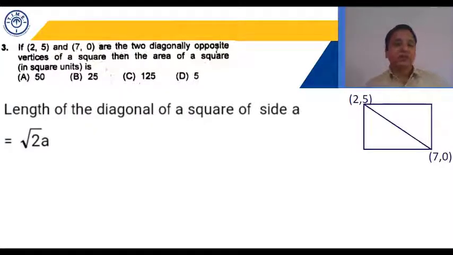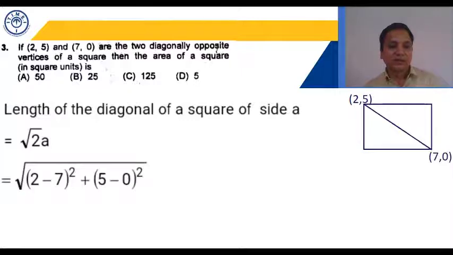Here we can apply the distance formula and get the length of the diagonal. Distance formula says square root of (x2 minus x1) whole square plus (y2 minus y1) whole square. It's (2 minus 7) whole square plus (5 minus 0) whole square. So 2 minus 7 is minus 5, minus 5 squared is 25, and 5 minus 0 is 5, 5 squared is again 25. So this comes out to be 25 plus 25, that is 50. 50 is nothing but 25 into 2, under square root, root 50, that is 5 root 2.